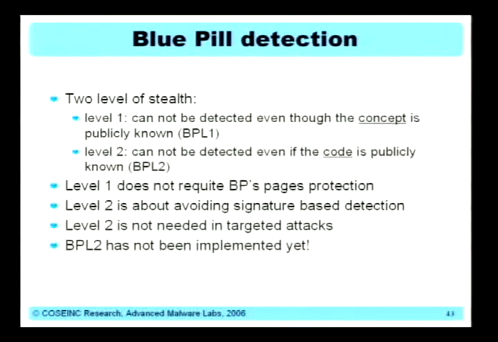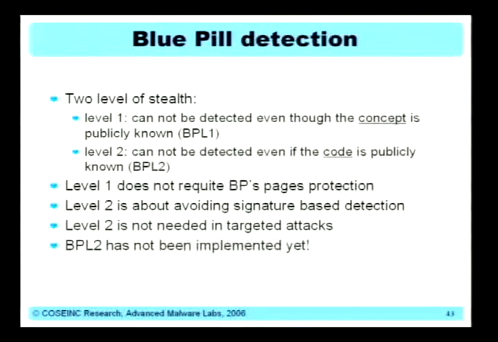Blue Pill level 2 is the future, has not been implemented yet, just because to implement it correctly, we need two more mechanisms. One of them is nested pages, which is going to be introduced by AMD somewhere in 2007, as I heard. And another one is IOMMU, which I heard is also going to be introduced somewhere in 2007.